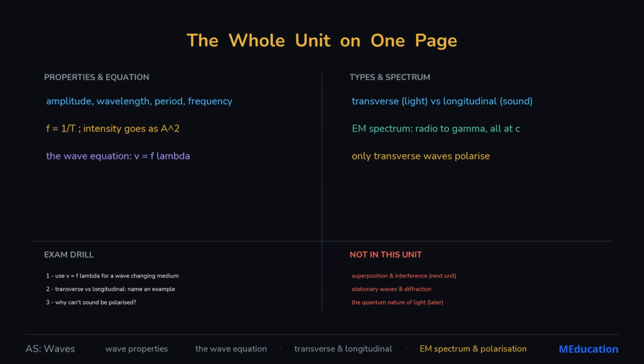And the boundary fence so you do not over-revise. What happens when two waves meet, interference and stationary waves, is the whole of the next unit. The detailed physics of how light diffracts and refracts and the quantum nature of light all come later. Here it is: one wave, its properties, its equation, its type, and its spectrum.